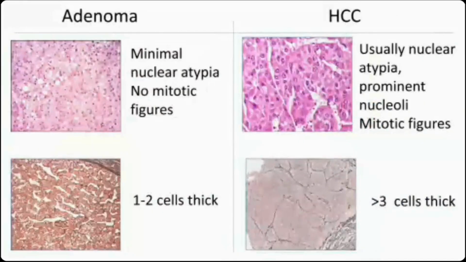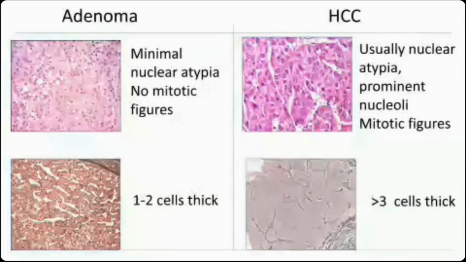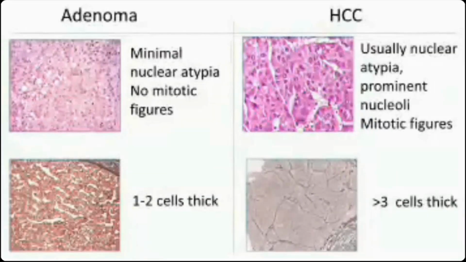So just to recap, adenomas versus HCC. Adenomas have minimal nuclear atypia. You don't expect to find mitosis. If you do, sit up and take notice. And the reticulin is 1 to 2 cells thick, so it's preserved.